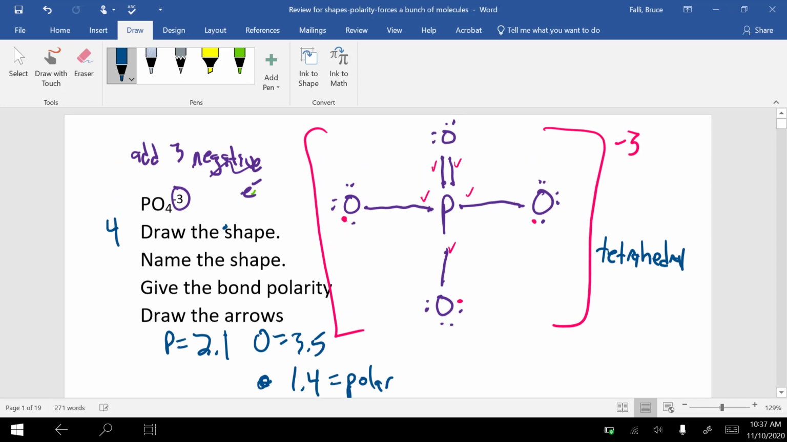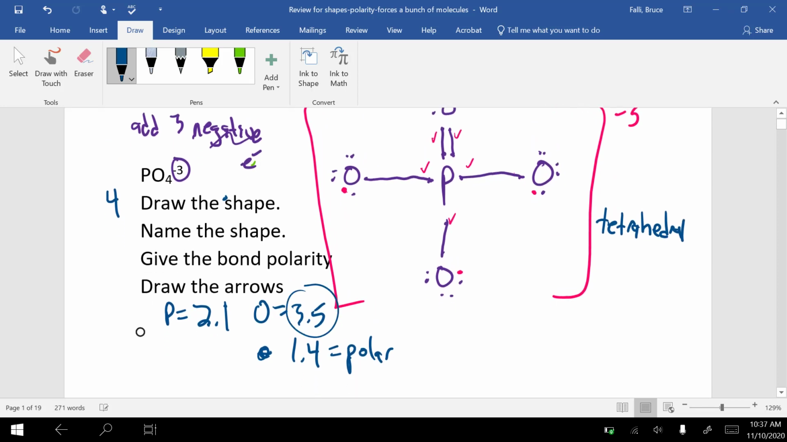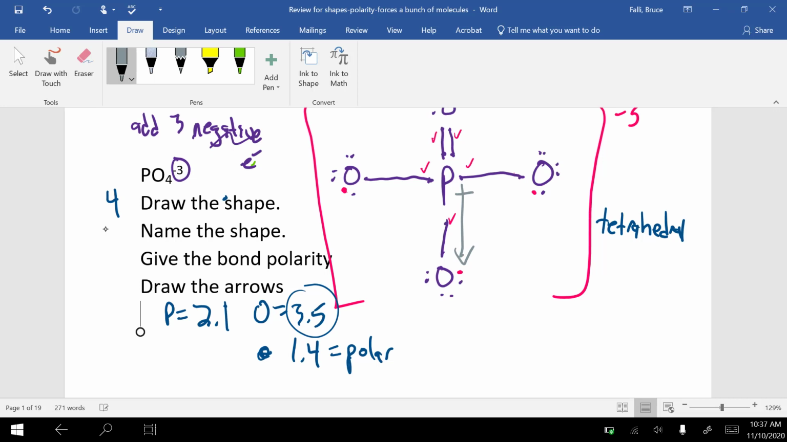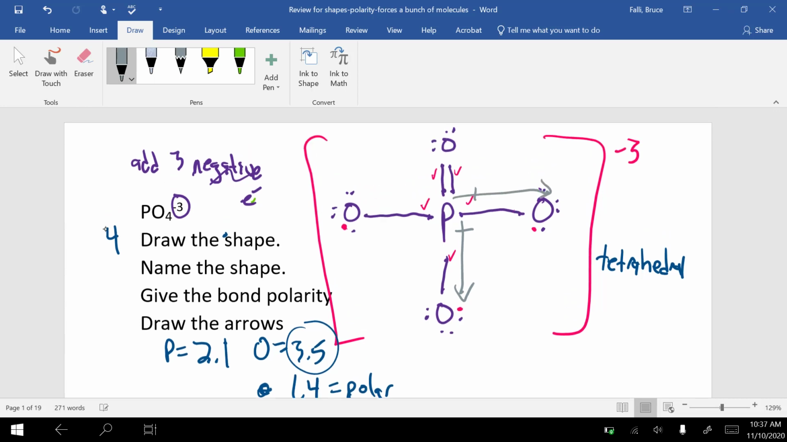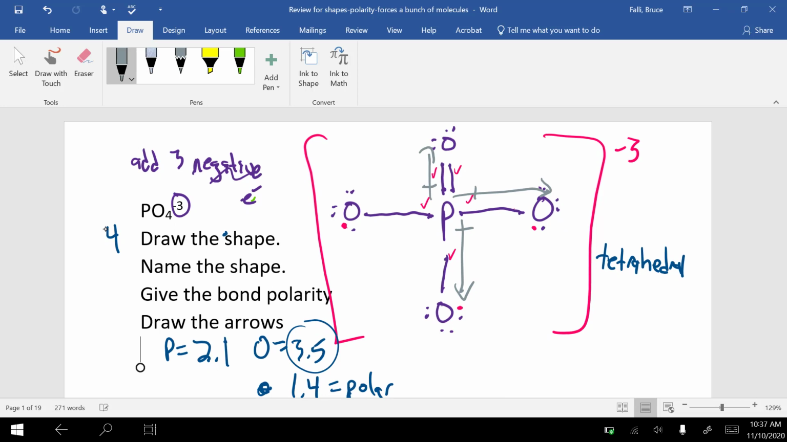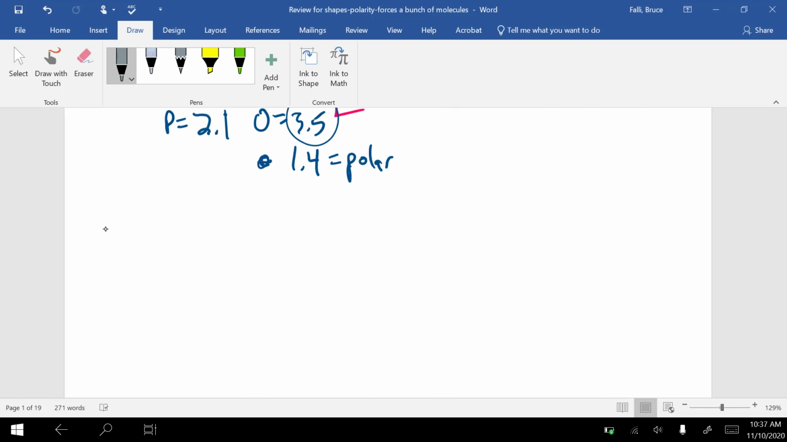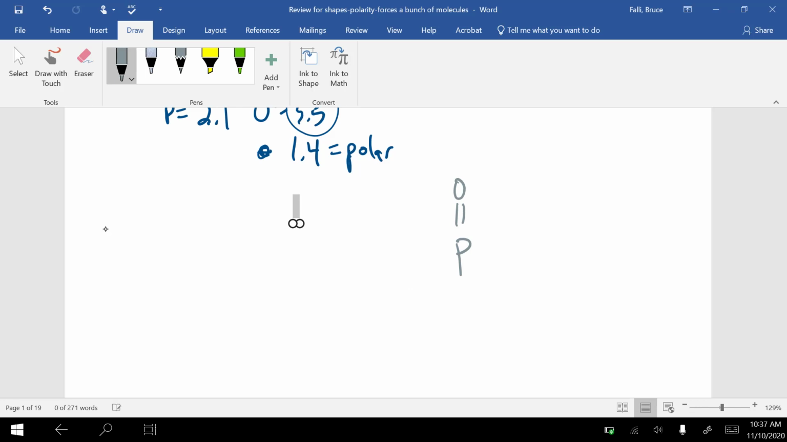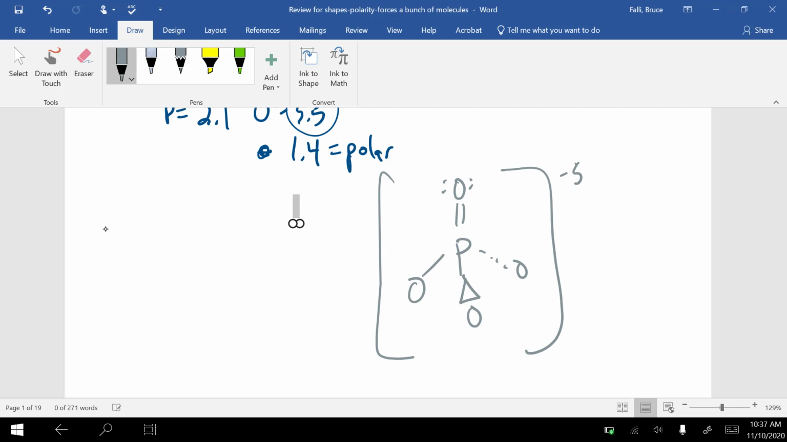And then I'm going to draw the arrows. Remember, oxygen is more electronegative, so I'm going to draw the arrows pointing at the more electronegative oxygen, and I draw all 4 of them. Now, what I didn't do was draw the shape. I drew the Lewis dot structure. I'm going to draw the shape. So P, O, O, O, O. And that should look tetrahedral.